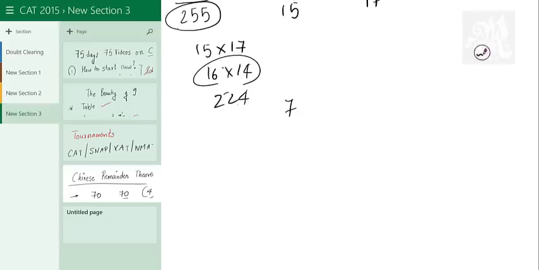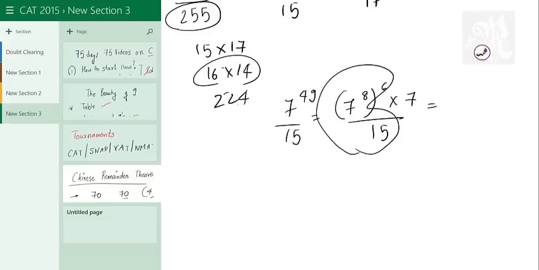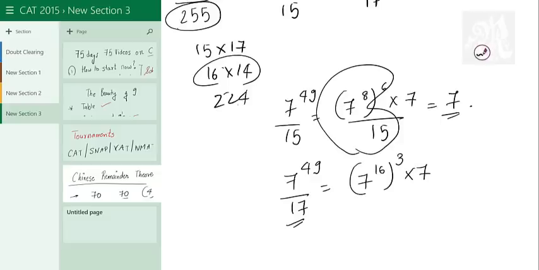So I have 7 raised to 49 by 15 as the first problem. Now 15 has 8 co-primes, so 7 power 8 raised to 6 is 48, and 7 left over 15. This portion will give a remainder of 1 because of Euler's, and so the remainder is 7. And on the other hand I have 7 raised to 49 divided by 17. 17 has 16 co-primes, as 17 is a prime number. 7 power 16 power 3 into 7 over 17 will leave a remainder of 7. So in both cases the remainders are the same, 7.